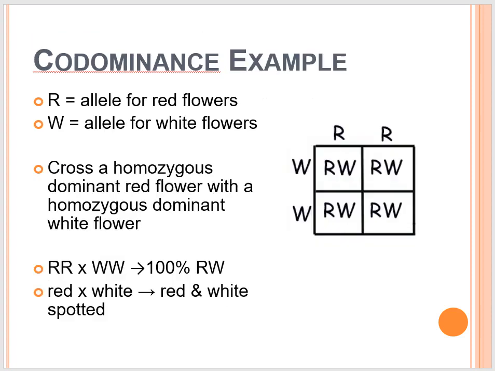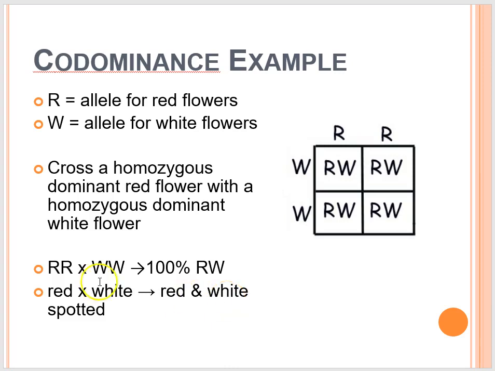So here's how a Punnett square would look for codominance. Notice you got a red flower on top, white flower on the side. What do we not see? What's missing? There's no recessives at all. Because everything is dominant. These offspring are neither. They're not red. They're not white. They're both. They're red and white. Red and white spotted.